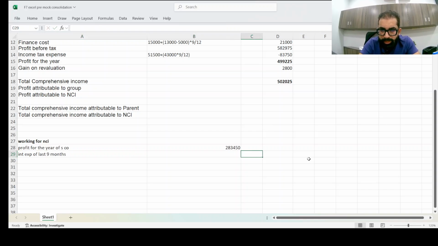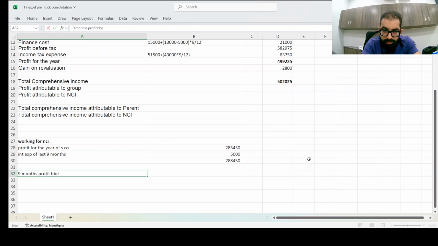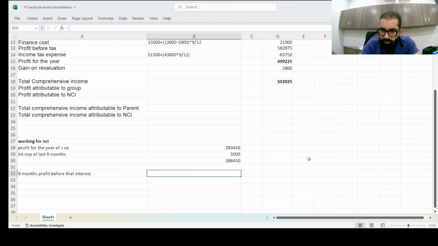I have already explained this to you with the help of my pen, if your mind is sharp. Okay, so this is the complete 12 months amount. Now the 9 months profit before that interest will be 288450, 288450 times 9 divided by 12.